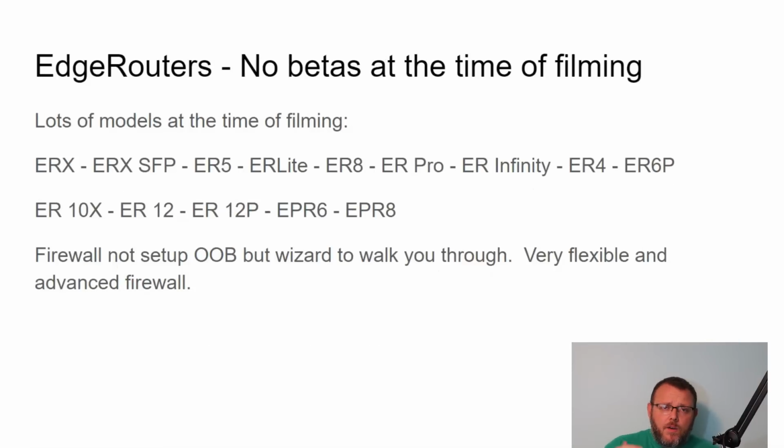So when this was filmed, there were no beta EdgeRouters, and even if there were, we wouldn't talk about them. But there's lots of models of EdgeRouters out there. You've got the EdgeRouter X, the EdgeRouter X SFP, the ER5, which is the EdgeRouter 5 with 5 PoE ports, the EdgeRouter Lite, the EdgeRouter 8, the EdgeRouter Pro, the EdgeRouter Infinity, the EdgeRouter 4, the EdgeRouter 6P, the EdgeRouter 10X, the EdgeRouter 12, EdgeRouter 12P, the EdgePoint R6, and the EdgePoint R8. Lots of different use cases there.